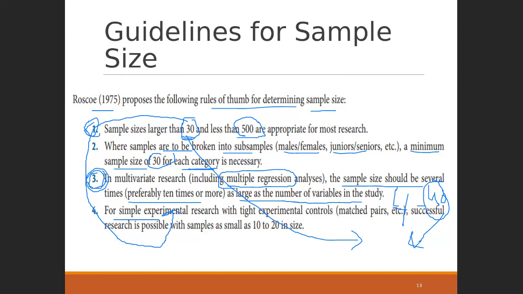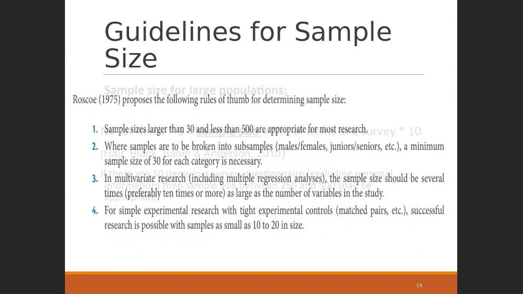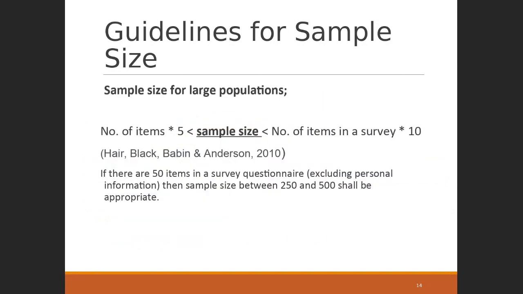Fourth, for simple experimental research, for each condition, you can have sample size as small as 10 to 20. Again, for experimental conditions, this is acceptable. But for survey, it is too small. But for experimental, as mentioned by Roscoe, it is acceptable. I will recommend using this particular guideline for you.